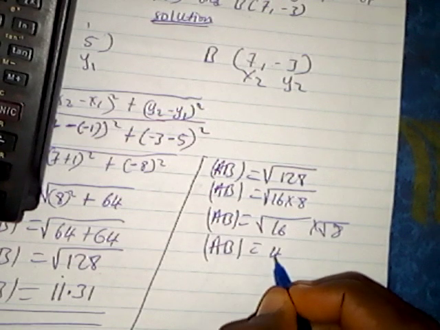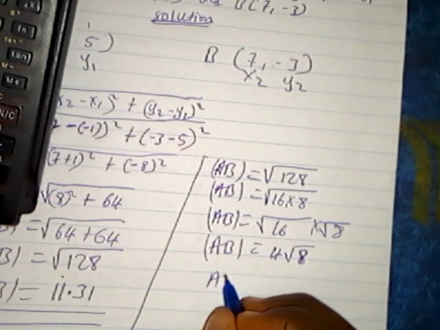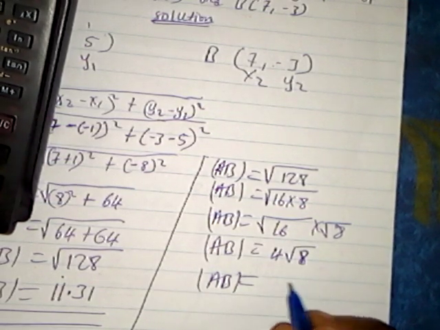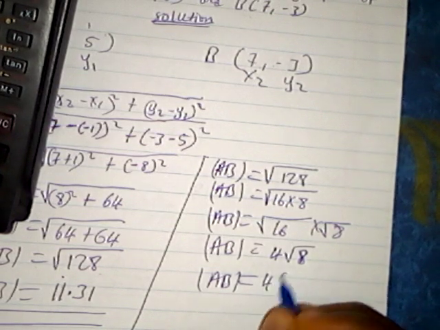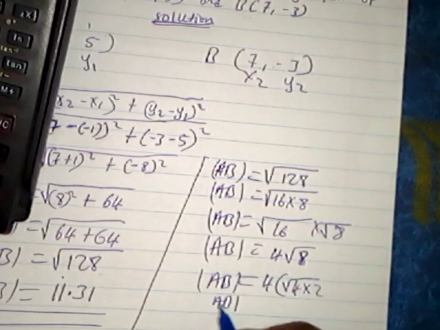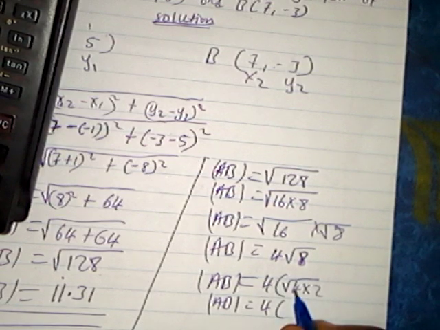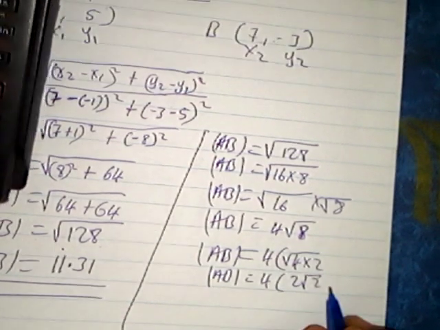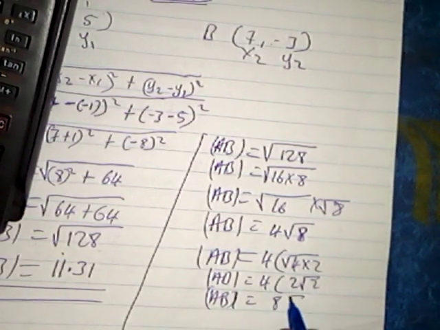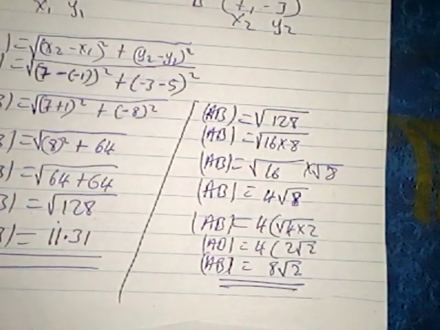So line AB is equal to the root of 16, which is 4, times the root of 8. You get it? So the answer is what? Line AB is equal to 4 times the root of 8 as well. We can take 8 as 4 times 2. So line AB is equal to 4 into the root of 4, which is 2, times the root of 2. So line AB is equal to 8√2. So that's in case they ask you to give a short form, that's how to solve it.